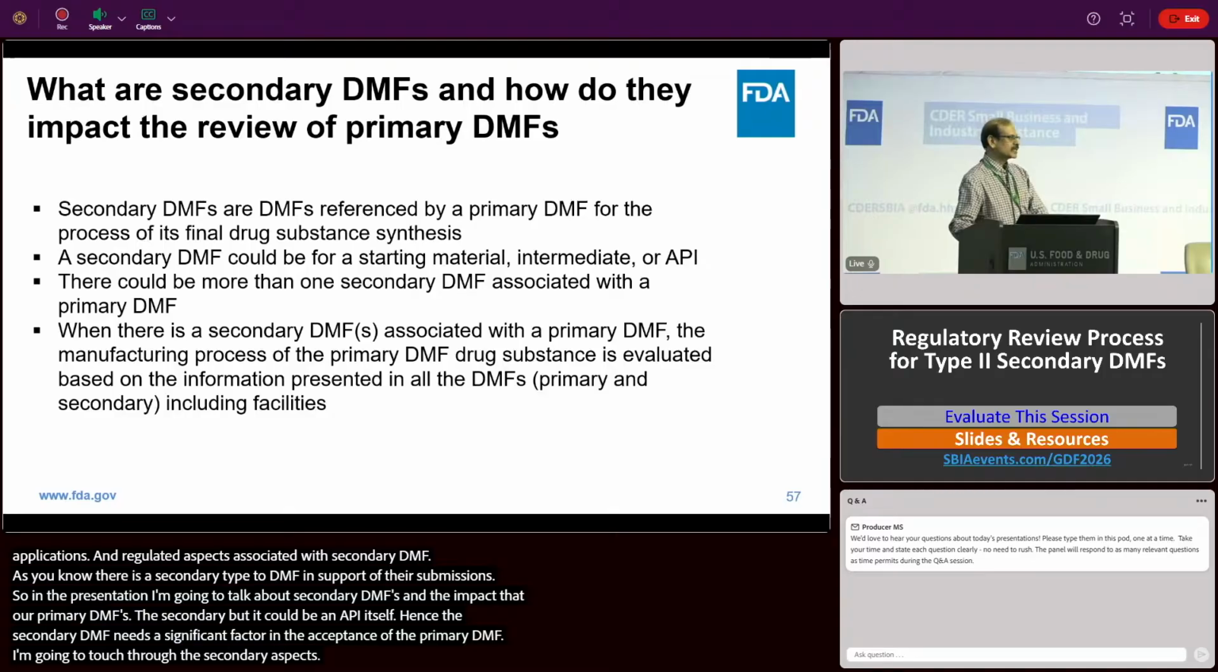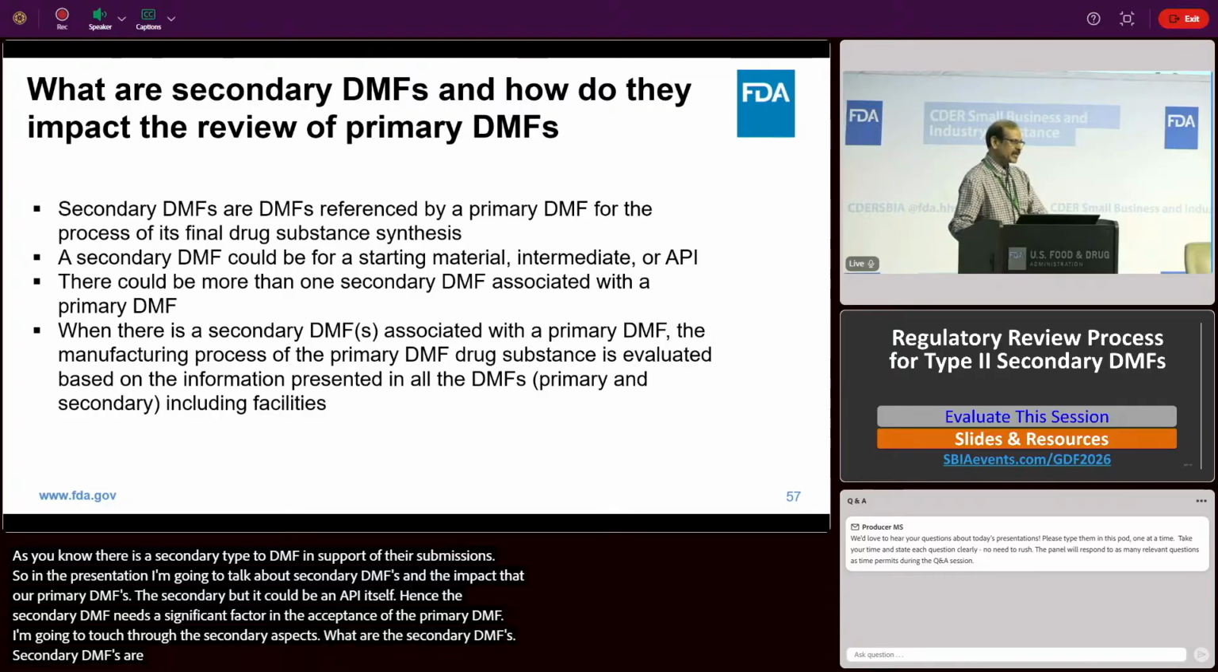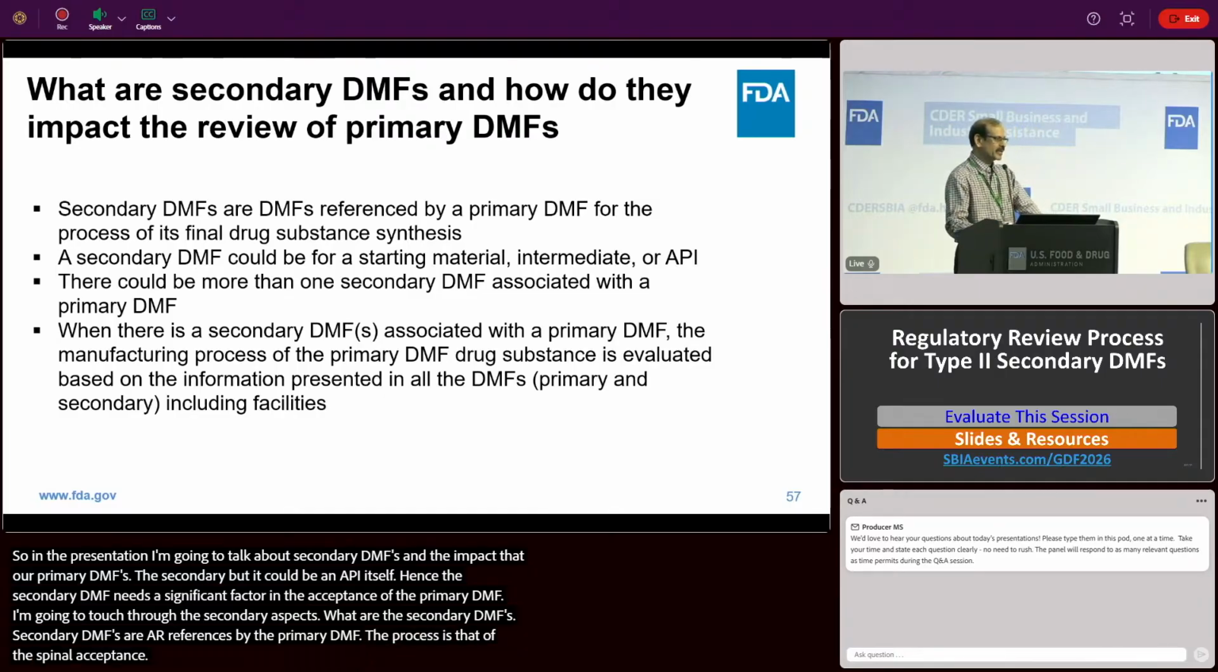Okay, what are the secondary DMFs? Secondary DMFs are DMFs referenced by a primary DMF for the process of its final drug substance synthesis. As I said before, a secondary DMF could be for a starting material, intermediate, or an API itself. Also, there could be more than one secondary DMF associated with a primary DMF.